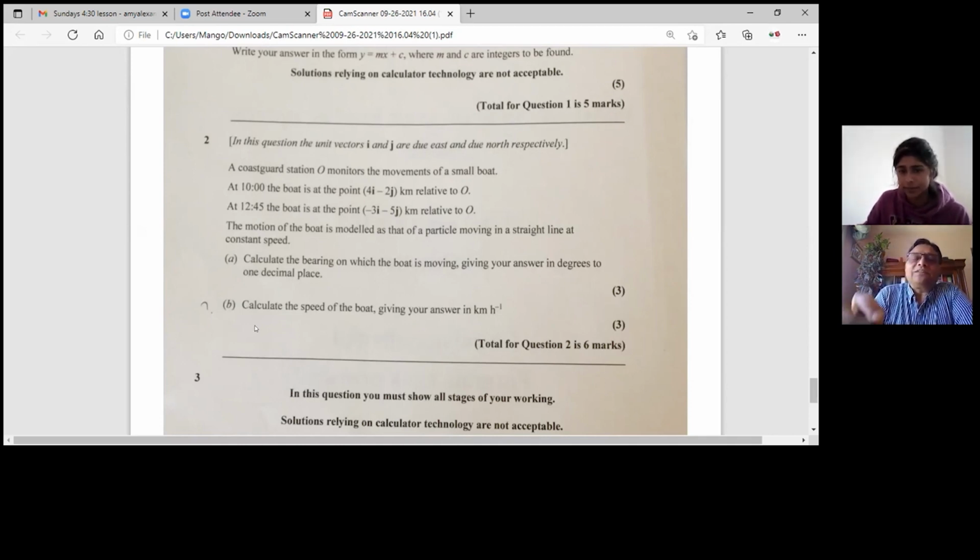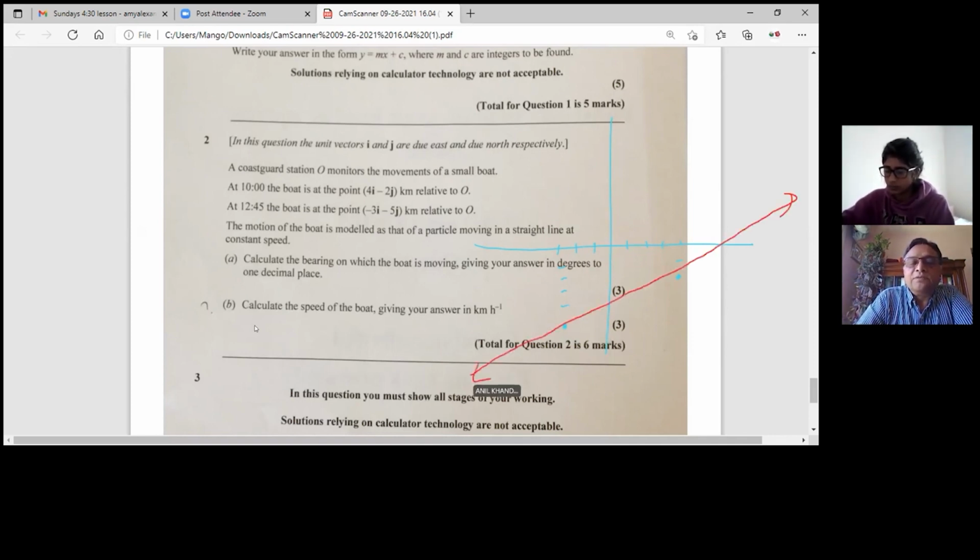The angle from the north, that's what it means. So first thing, you have to sketch. When you plot 4i minus 2j, let's say this is 1, 2, 3, 4, and minus 2j means the point is here, right? And then the second point is minus 3i minus 5j. So we say 1, 2, 3, and minus 5, so it'll be 1, 2, 3, 4, 5, approximately here. Let me just connect these 2 points with a line.